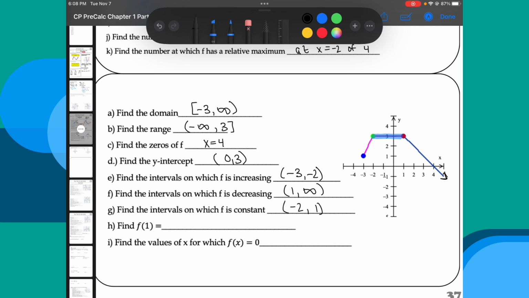To find f of 1, we find the x value of 1, and that matches to our y value of 3. And the values where f of x would be equal to 0 are two places. We have both -3, and we also have 3.